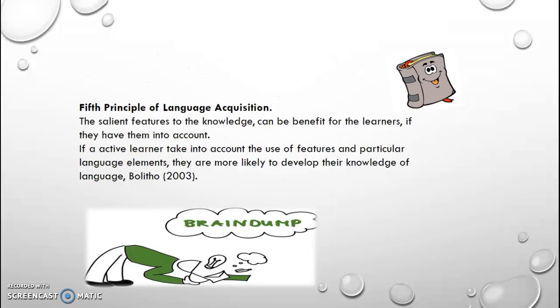Fifth principle of language acquisition. Salient features of the input can be beneficial for learners if they take them into account. If active learning takes into account this use of features and particular language elements, learners are more likely to develop their knowledge of the language. Bolitho, 2003.